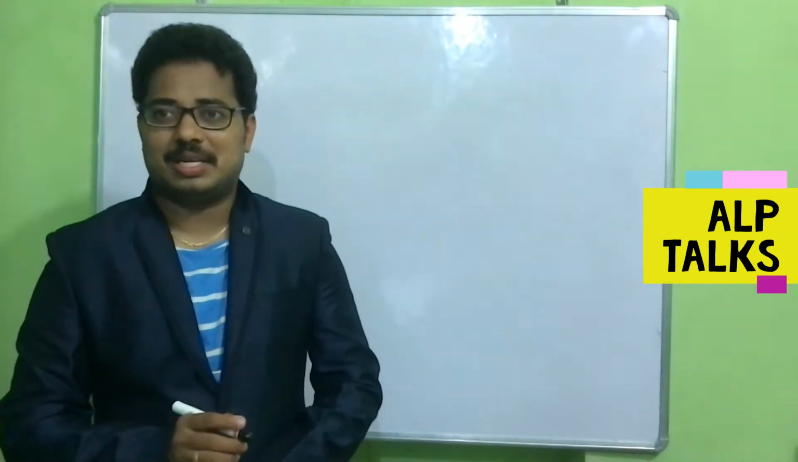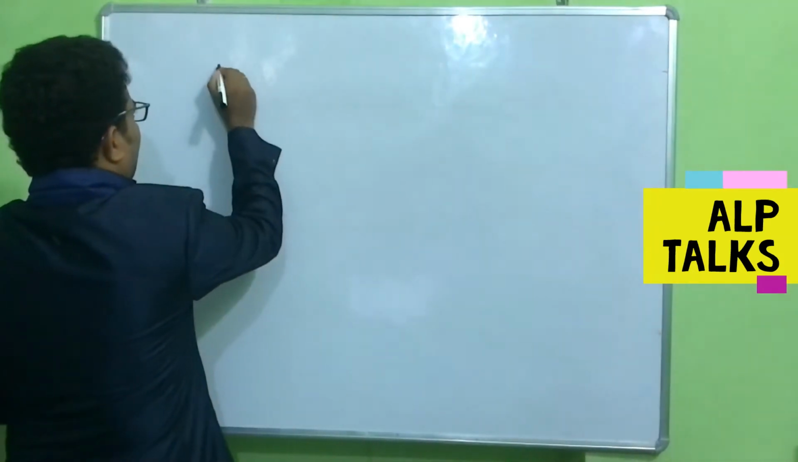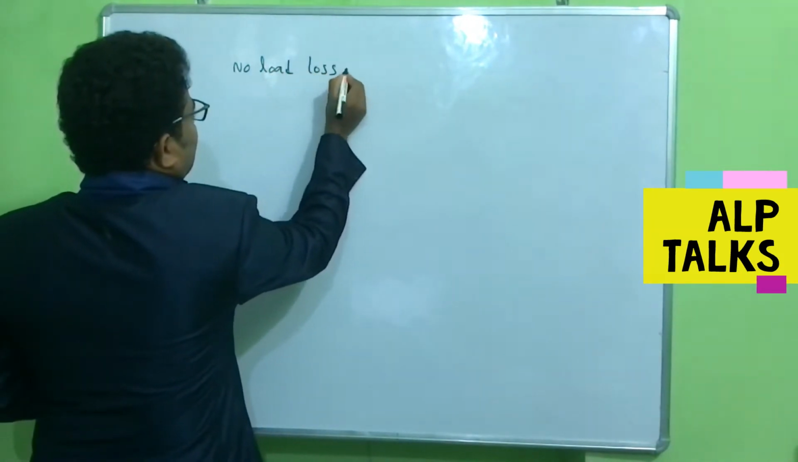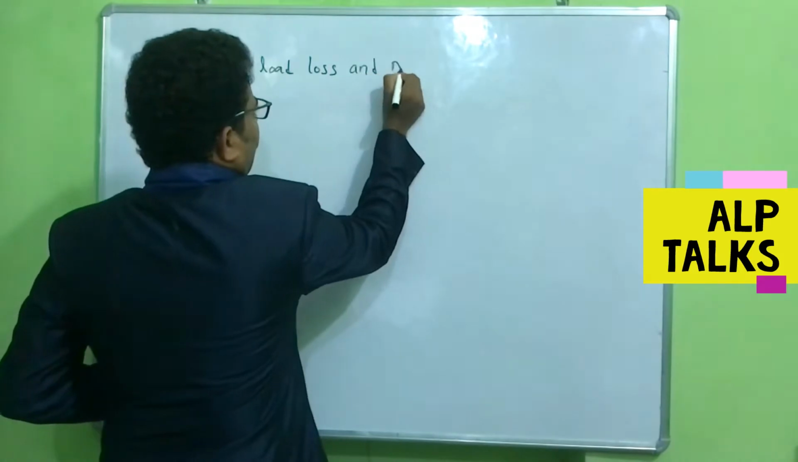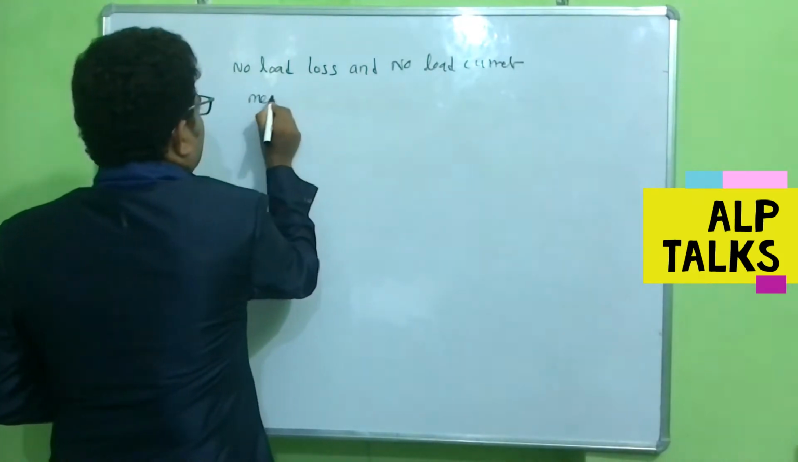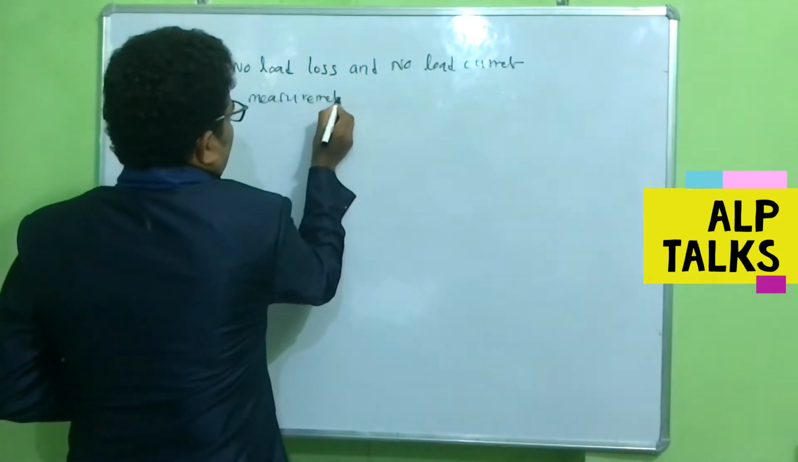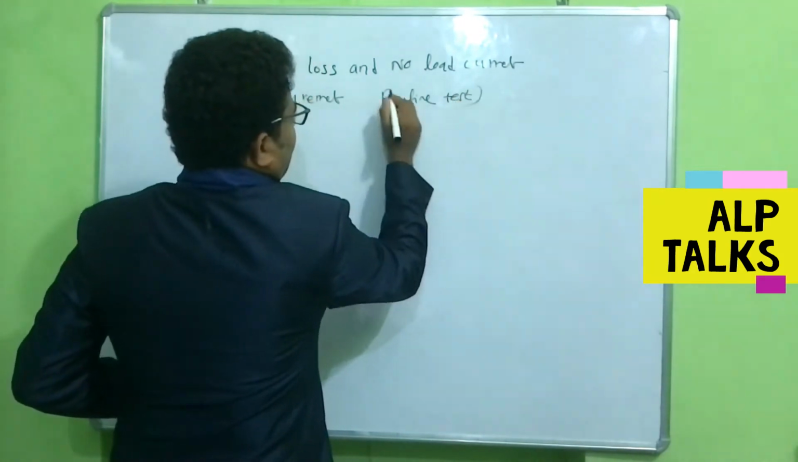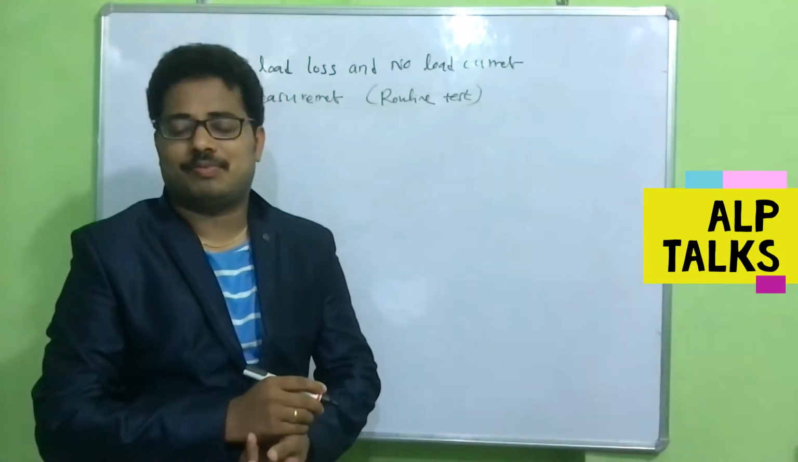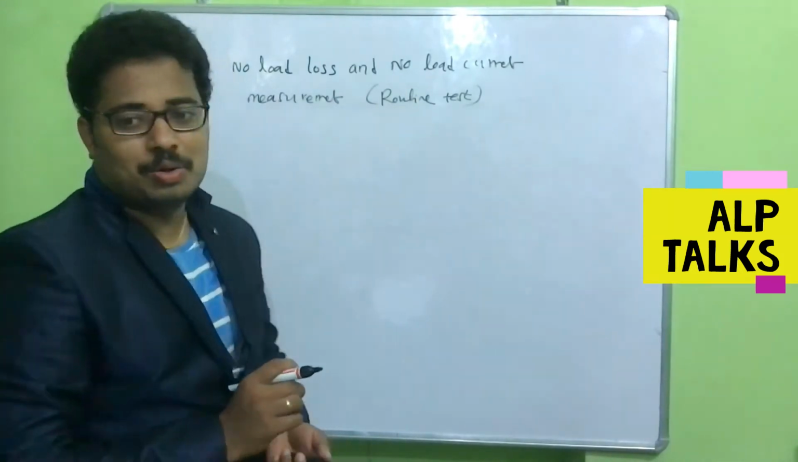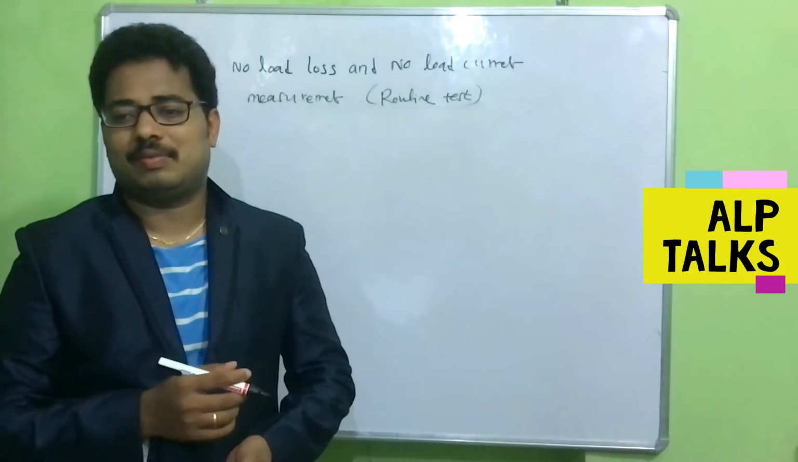So today we are here to discuss the transformer routine test. In the transformer test we have different arrangements. Mainly today we are going to discuss no load loss and no load current measurement. So how can we measure these two parameters? This is generally a routine test for the transformer. Routine test means we measure this parameter for all the transformers that the manufacturer manufactures. So how we can measure this, everything we are going to discuss now.